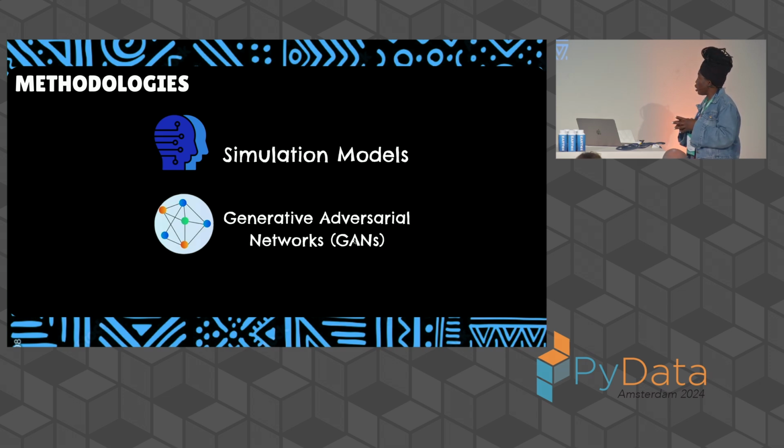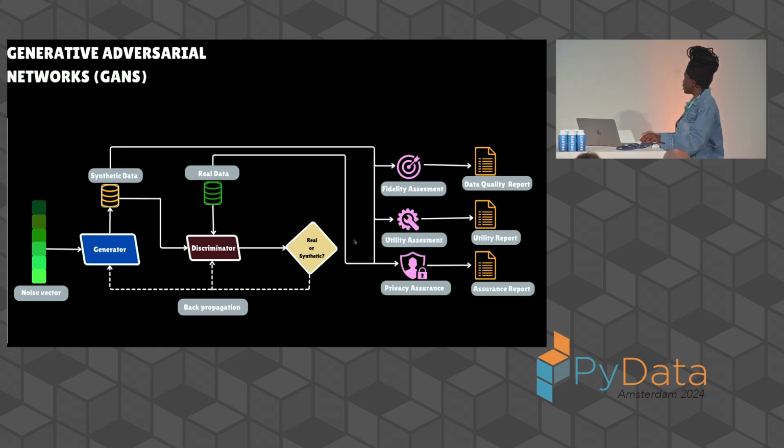We use two methodologies: simulation models to simulate how processes or things work, and generative adversarial algorithms. This is just an overview of how GANs work. We have two neural networks, a generator and a discriminator. The generator tries to fool the discriminator, and the discriminator is supposed to figure out, am I being fooled in this situation? The cycle continues until the discriminator cannot determine between real data and fake data.